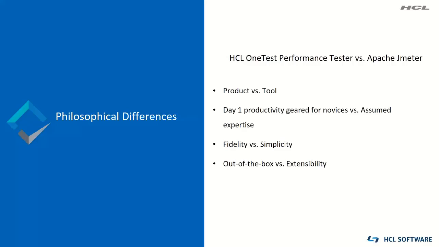Now, the second is that OneTest Performance comes with an audacious goal of making you productive on day one if you're a novice performance tester. Whereas JMeter assumes that you have certain expertise already in scripting and all the other levels of work that are required for your performance testing. The third point is that JMeter basically aims at simplicity, whereas OneTest Performance basically aims at fidelity.